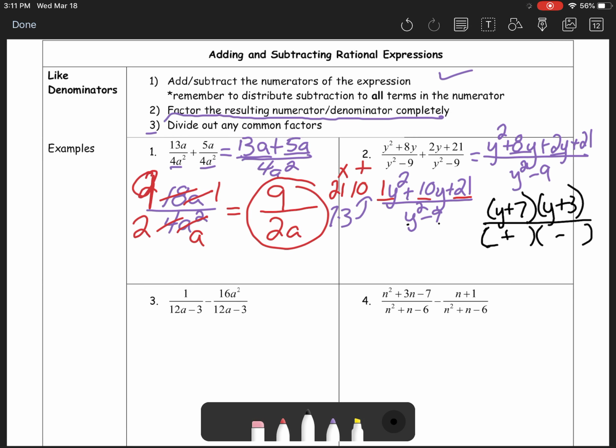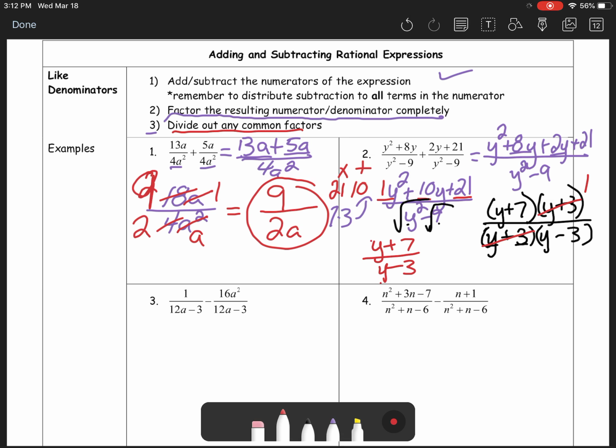Now, how do I figure out what goes here and here? I just take the square root of the numerator and I take the square root of the denominator. The square root of y squared is y. The square root of 9 is 3. So I know it's going to be y plus 3 times y minus 3. From here, now, it says divide out any common factors. I see that both of these y plus 3's are in parentheses, so they would divide out to be 1. And so my final answer is going to be y plus 7 over y minus 3.